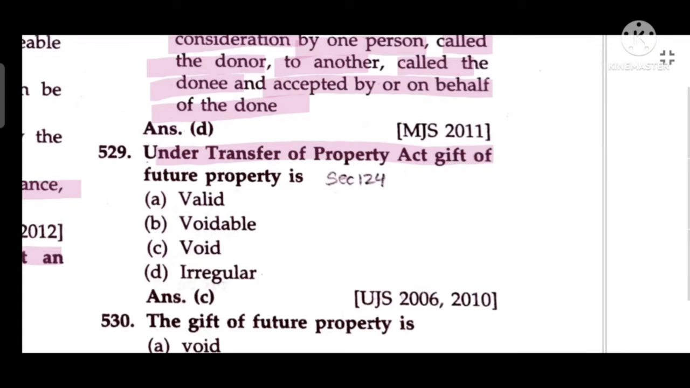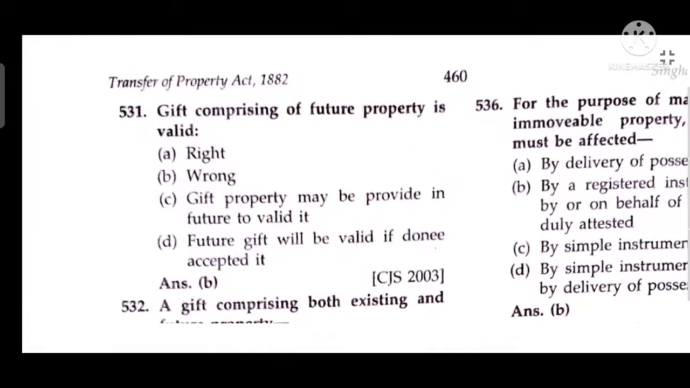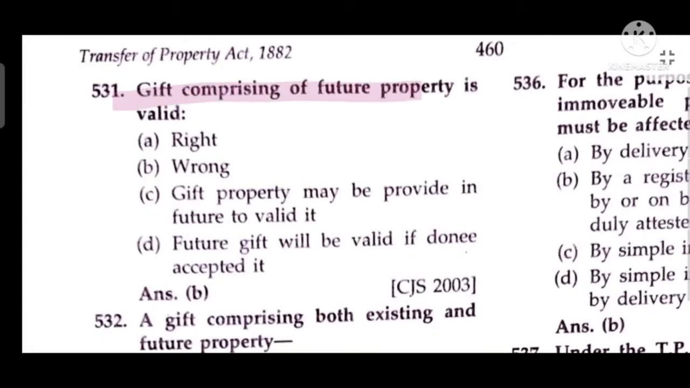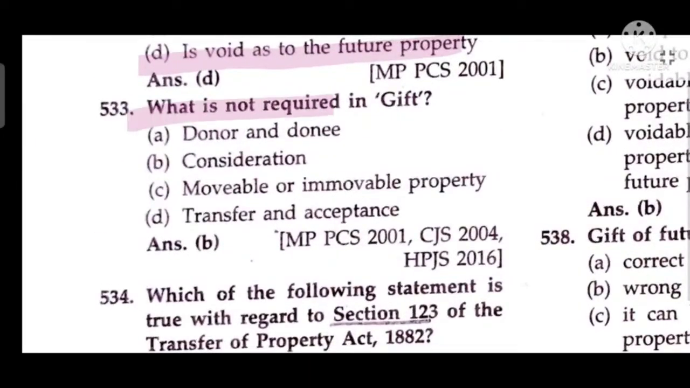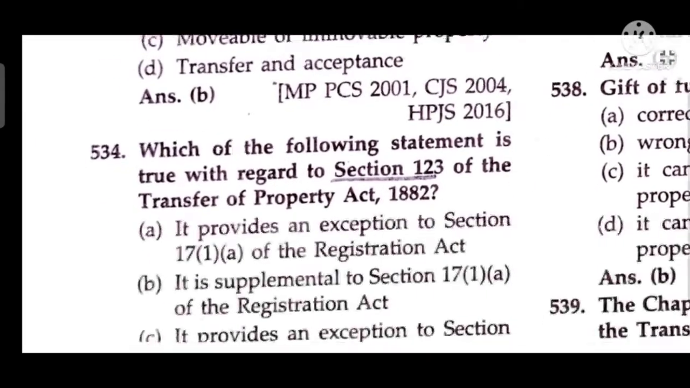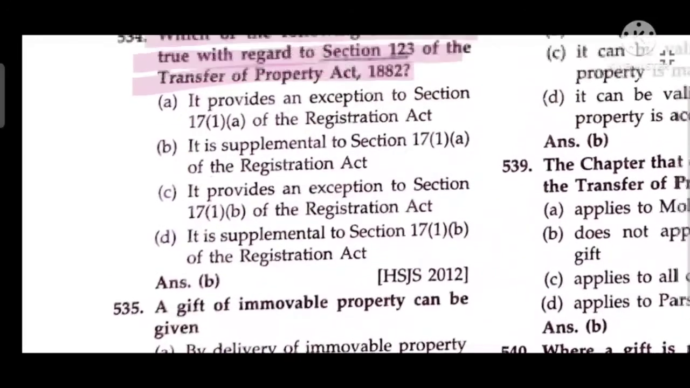Under the Transfer of Property Act, gift of future property is void. Gift comprising of future property is valid? Wrong. A gift comprised of both existing and future property is void as to the future property. What is not required in a gift? Consideration.